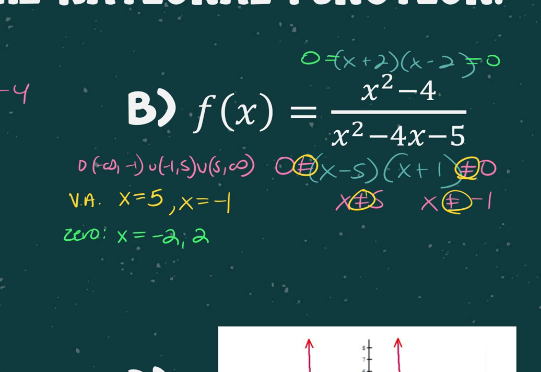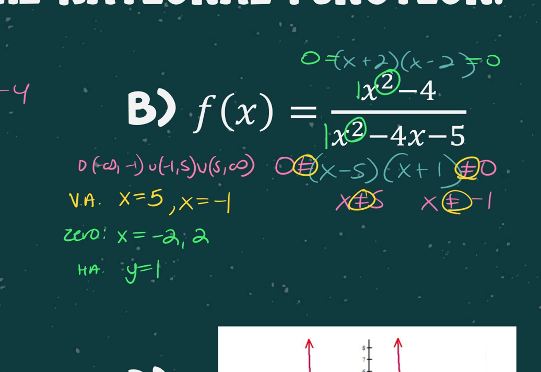Good question. So horizontal asymptote, x is raised to the second power in the top and the bottom, right? So this is your leading coefficient scenario. That would be 1/1. So horizontal asymptote would be y equals 1.